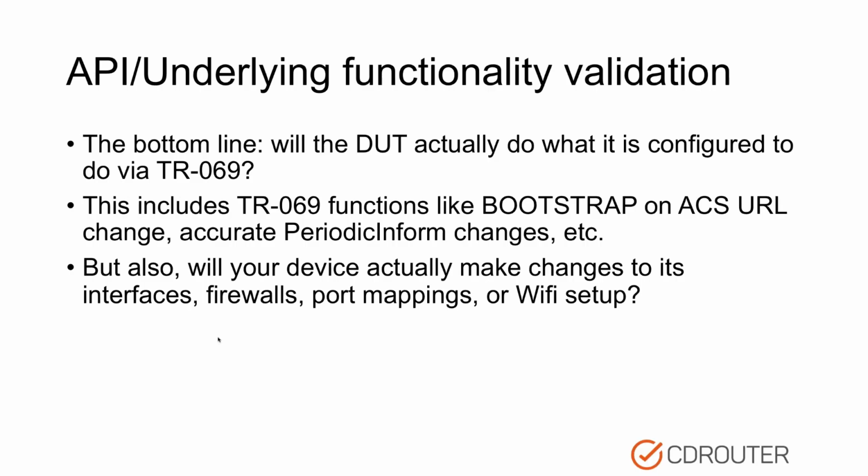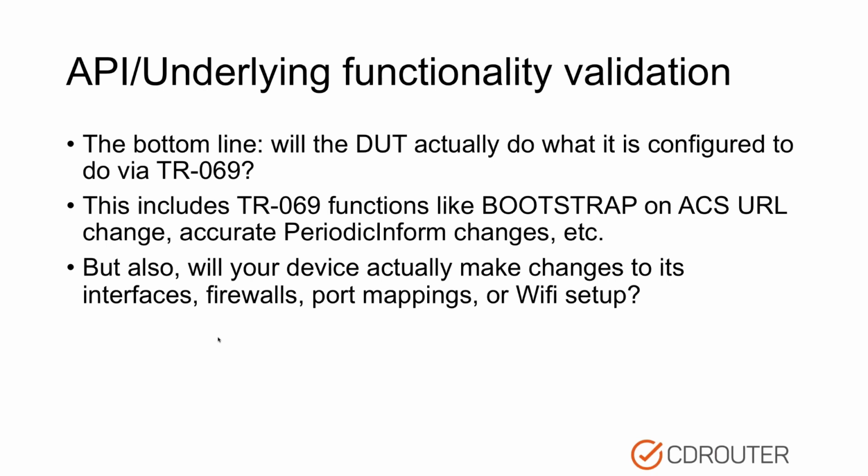So now let's talk about that underlying functionality validation. At the end of the day, what are you trying to do with TR-069? You're trying to get the device under test to actually do what you configured it to do using TR-069. That may be some TR-069 functional things, like doing the reboot or firmware download RPCs, or making sure that it sends a bootstrap event when you change the ACS URL to a new ACS, or making sure that when you change the periodic inform, it occurs on the new interval after it's changed.